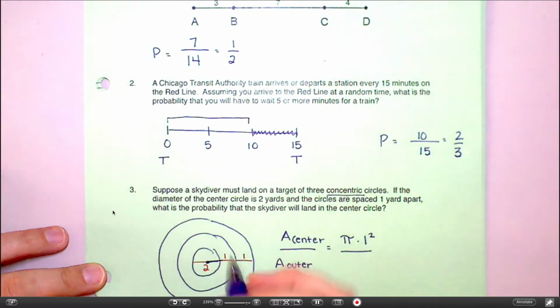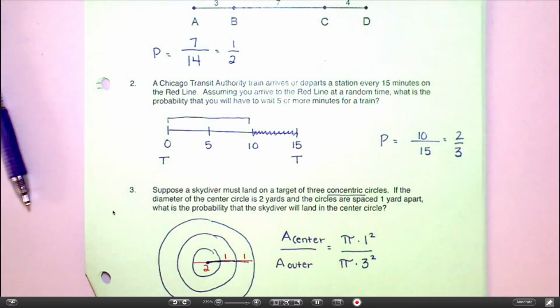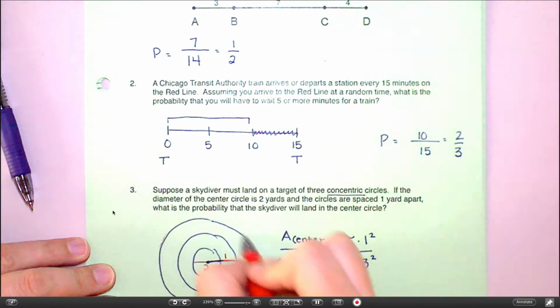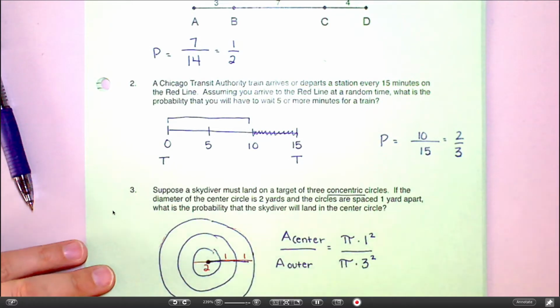And the area of the outer circle, the radius here would be 1, 1, and 1. So that would be a radius of 3. Everyone see where I'm getting the radius of 3 from? I'll outline it for you if you don't see it. If I'm looking at this outer circle here, starting at the center, this is 1 yard, and then another yard, and another yard. So that's 3 yards total.